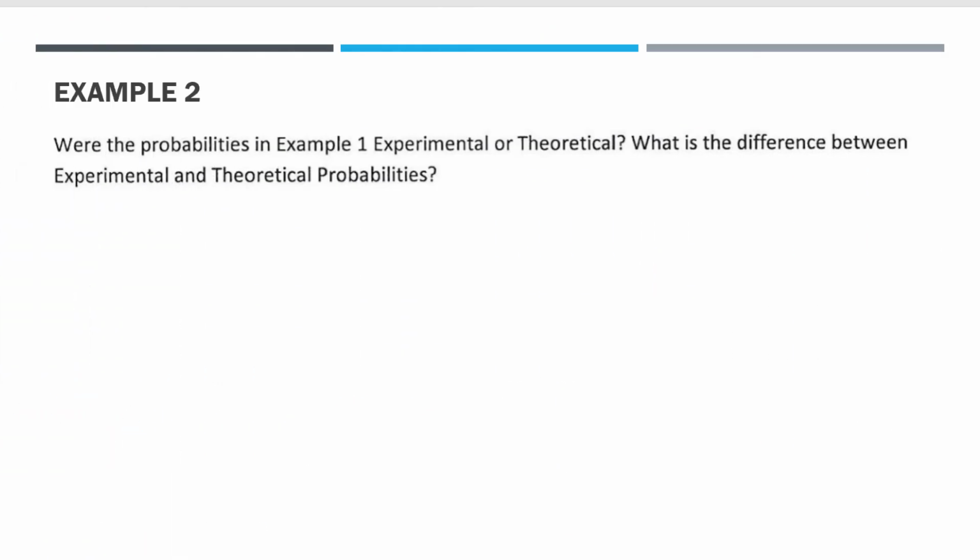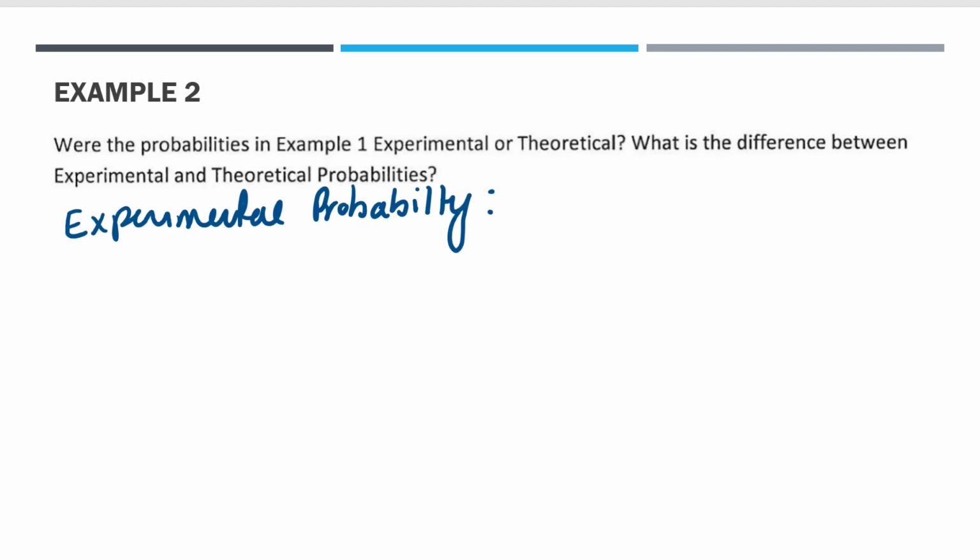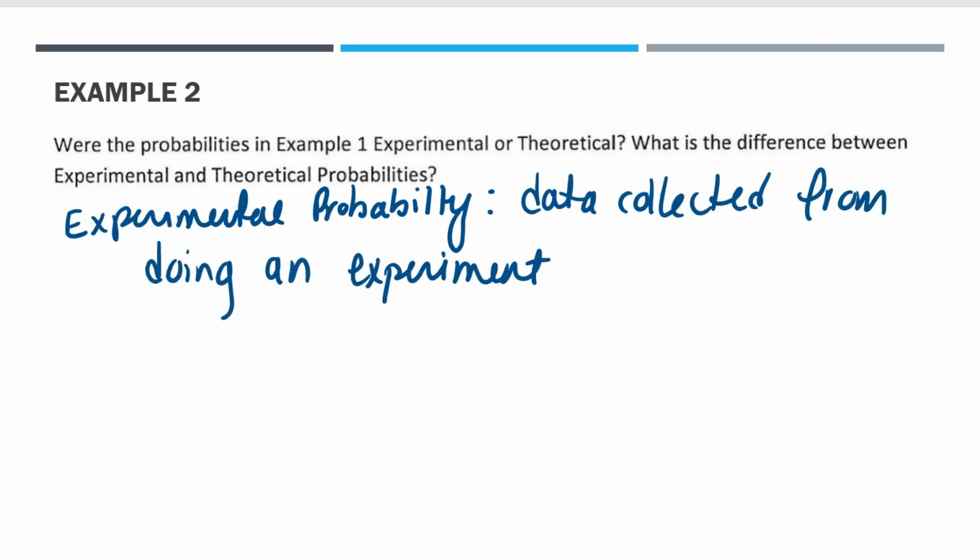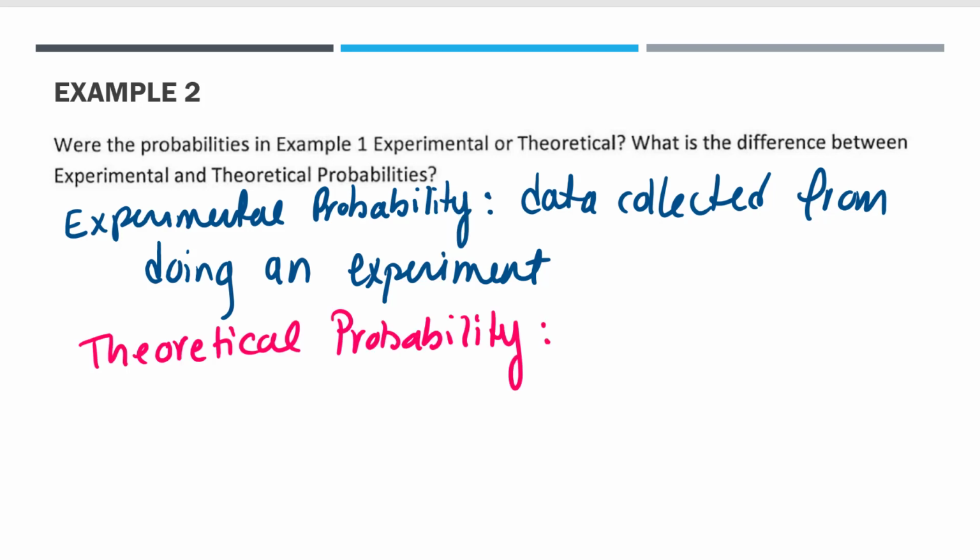Were the probabilities in example 1 experimental or theoretical? What is the difference between experimental and theoretical? So we will do the definitions first. Experimental probability means that the data was collected from actually doing some sort of experiment. Versus theoretical probability means that the data is based on what you expect to happen. So you're not actually doing an experiment.